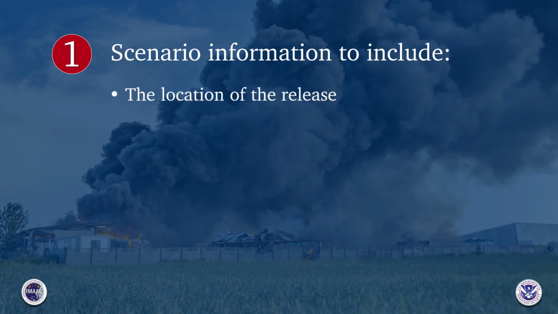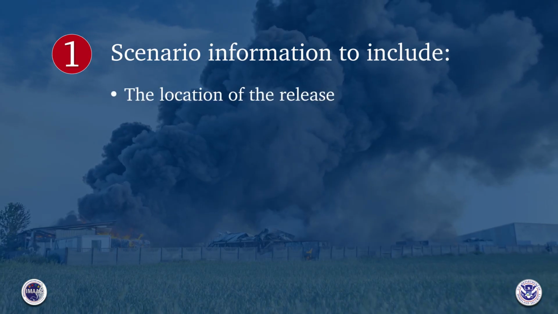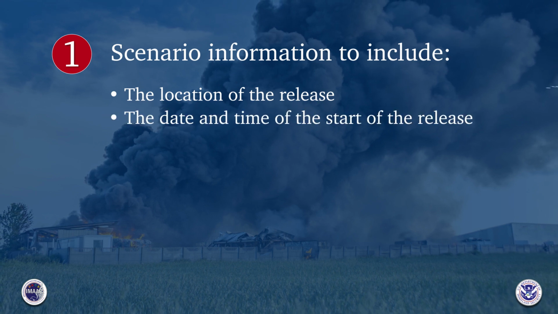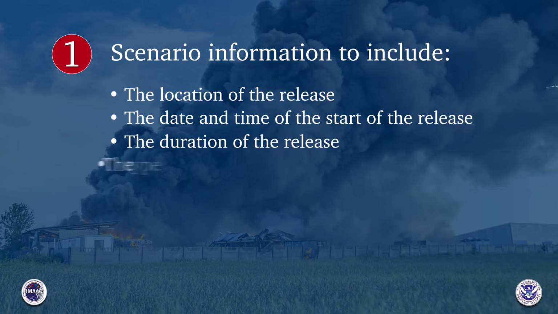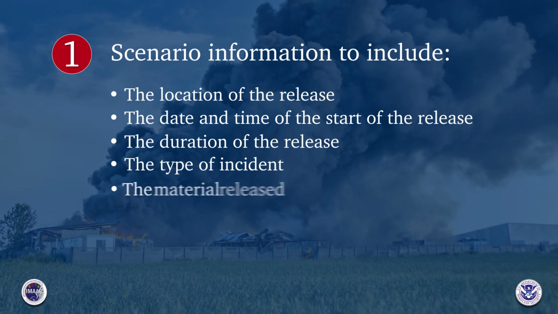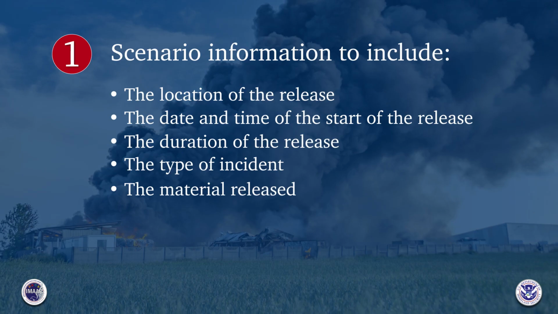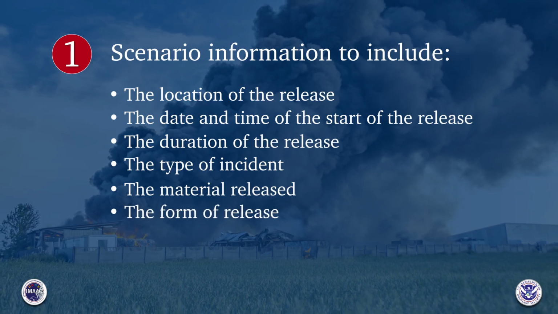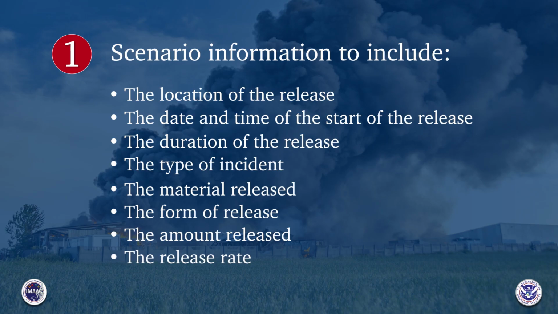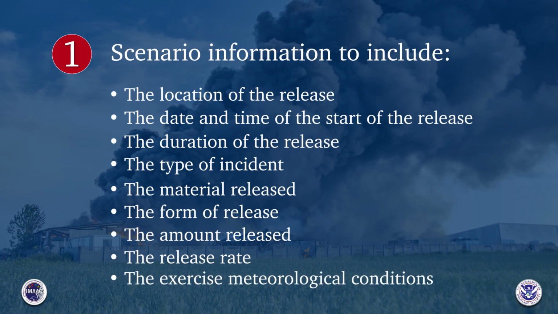For instance, the location of the release, address, latitude, and longitude, the date and time of the start of the release, the duration of the release, the type of incident, a spill, explosion, or fire, for example, the material released, like chlorine or anthrax, the form of release, such as gas, aerosol, or liquid, the amount released, for example, 90-ton rail car, 2 pounds, the release rate, and the exercise meteorological conditions, such as wind speed or wind direction.